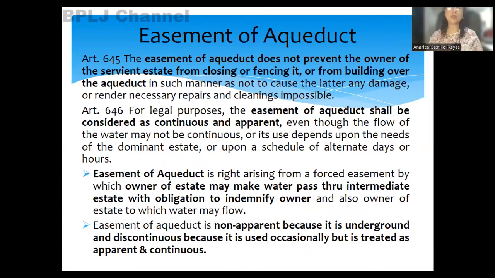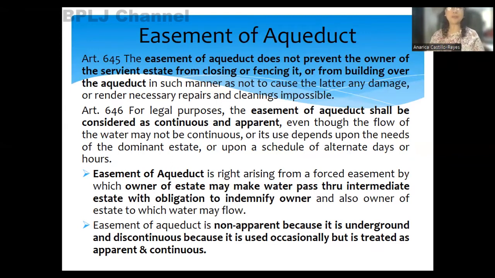Because the owner of the servient estate retains ownership over the property, he can build over the easement of aqueduct provided that he will not impair the use of the easement. For legal purposes, easement of aqueduct shall be considered as continuous and apparent.